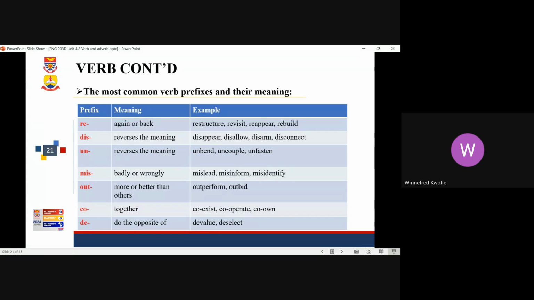So this table gives a summary of prefixes and their meaning when it comes to the formation of verbs.